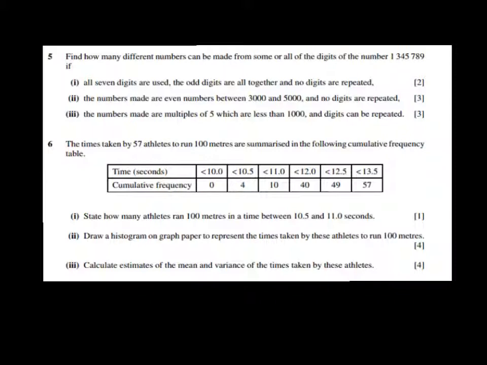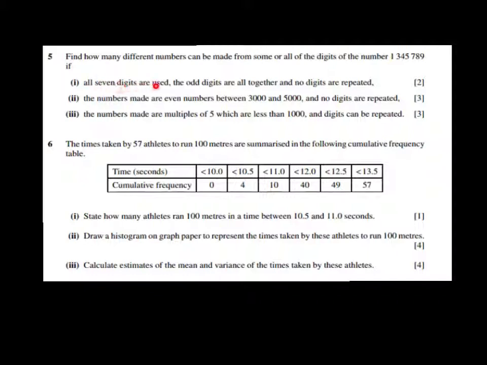Now on to question 5, which is making numbers out of digits, and you should be used to this by now as being a permutation question. And the key thing here is you've got to watch out for whether they want you to use all the digits or not. So it says some or all, and this is the stem of the question. So anything that's in the stem of the question you can use for part 1, part 2, and part 3.